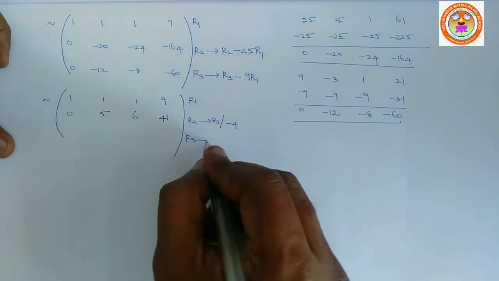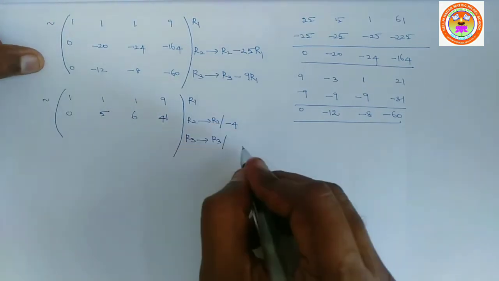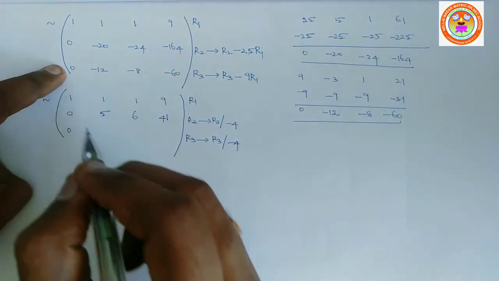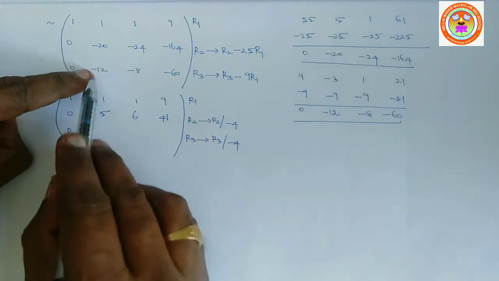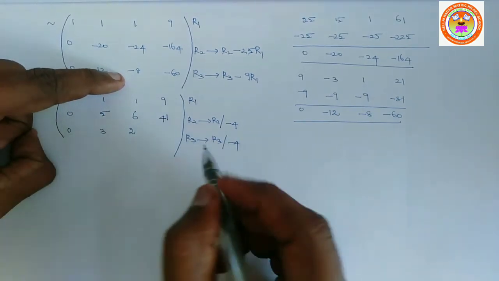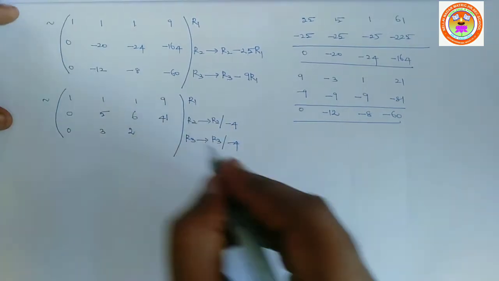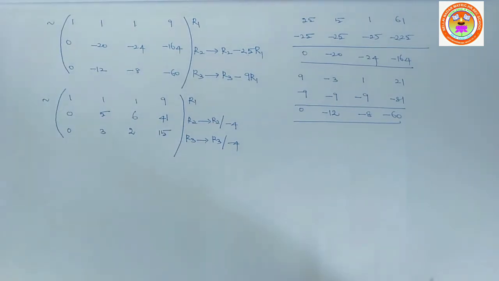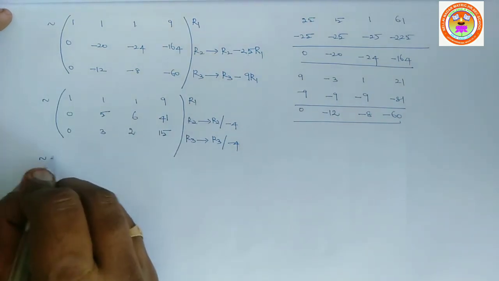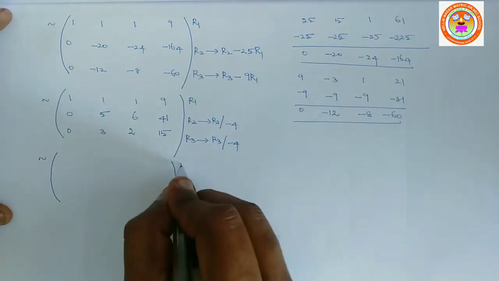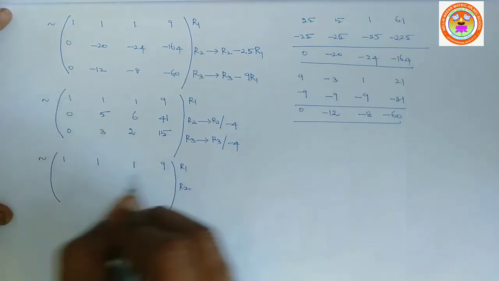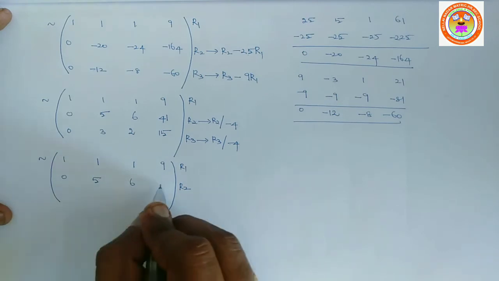The same for R3: R3 tends to R3 divided by minus 4. So 0 divided by minus 4 is nothing but 0. Next, minus minus gets cancelled. 12 by 4 is 3. Minus minus gets cancelled. 8 by 4 is 2. Minus minus cancel. 60 by 4 is nothing but 15. Now I want to make this element 0. There is no change in R1 and R2, so write R1 and R2 as it is: 1, 1, 1 and 9, 0, 5, 6 and 41.